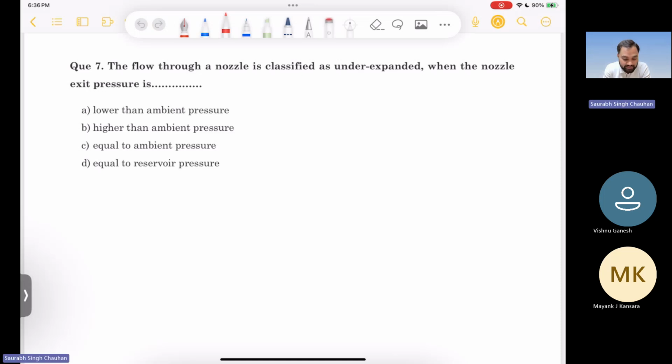Now we have question number 7. It says the flow through a nozzle is classified as under expanded when the nozzle exit pressure is. So as you know, in a nozzle, speed is increasing and expansion is taking place, right? Pressure is continuously decreasing. It is an expansion process.